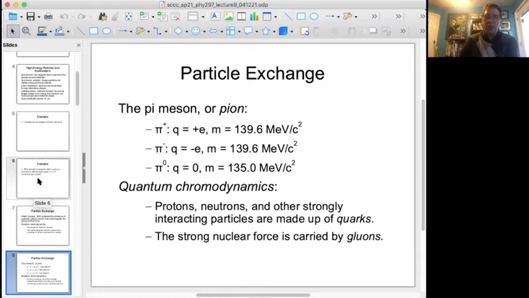So quantum chromodynamics, a theory that became associated with the Standard Model, which we'll talk about at the end of the chapter. The protons, neutrons, and other strongly interacting particles are made up of quarks. And so the strong nuclear force is regulated by particles called gluons. Gluons act on quarks, is basically what that means. And so if you're talking about interactions with the strong nuclear force, you're talking about an exchange of gluons.